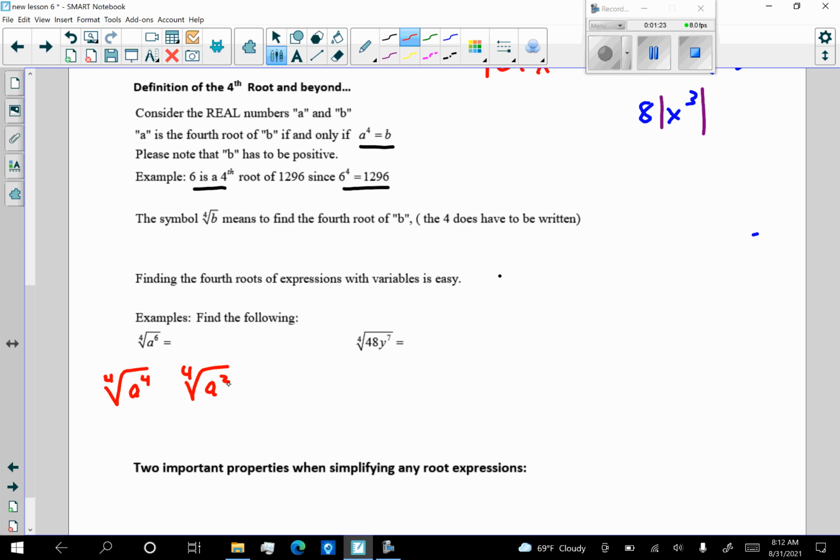And you ask yourself a question. What to the fourth power is a to the fourth? And these things kind of cancel. And you'll see tomorrow why they actually do cancel. We're not getting there today. So this is just a times the fourth root of a squared. And then I'm going to ask myself a question because this doesn't simplify anymore.